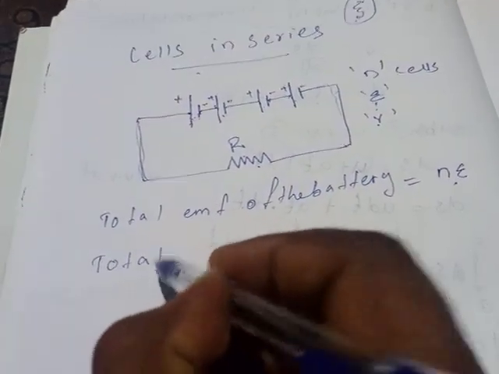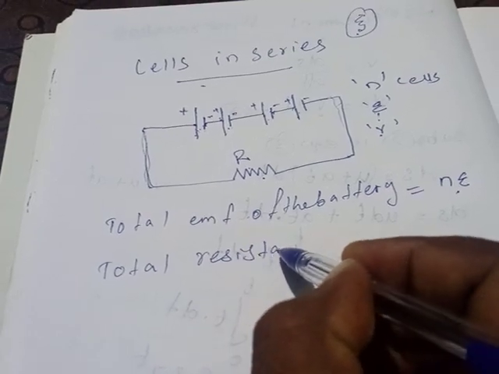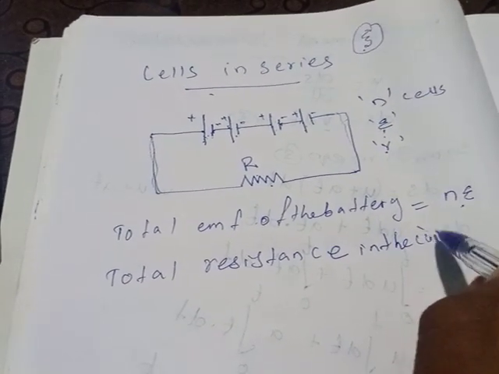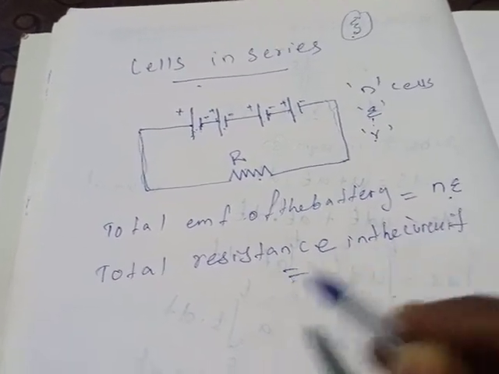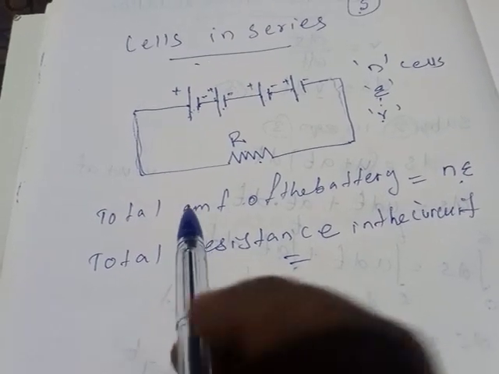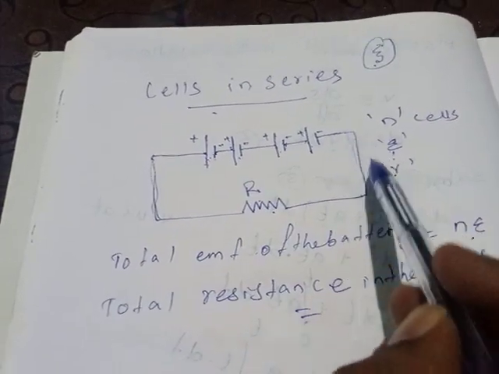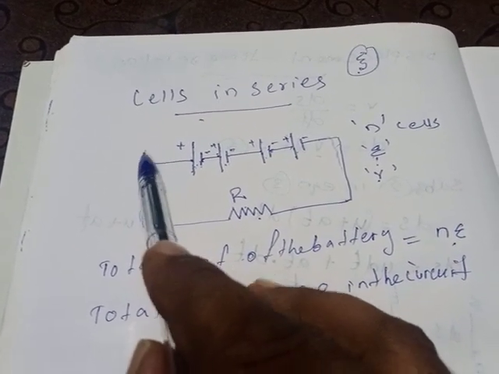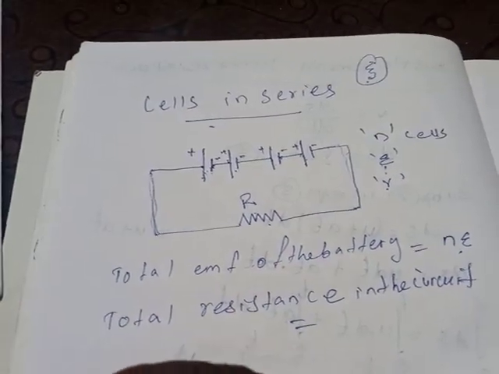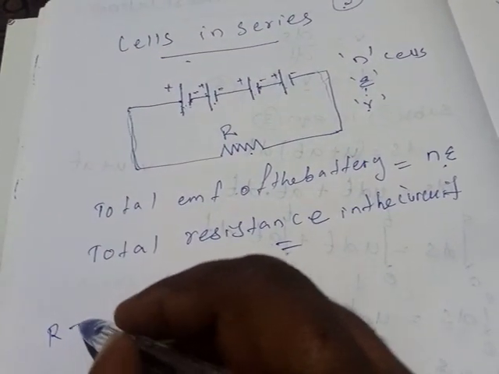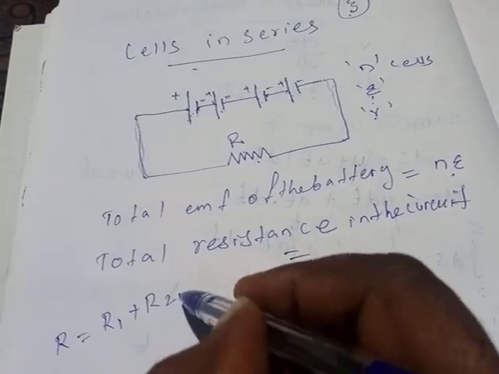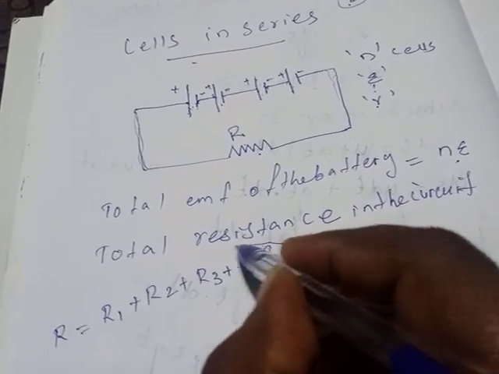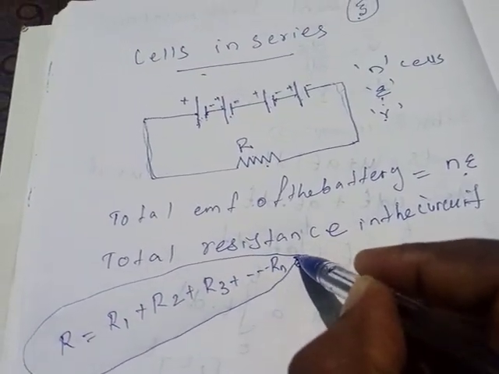Now the total resistance in the circuit equals what? How will you find the total resistance? You see, this is a series circuit. Series circuit means the total resistance R is equal to R1 plus R2 plus R3 and so on up to Rn, isn't it? This formula you have learned for resistances connected in series.